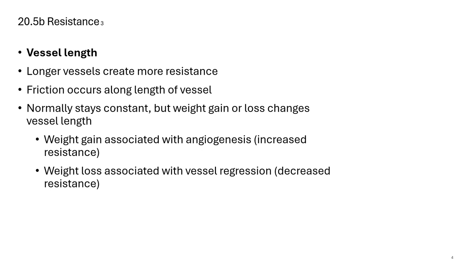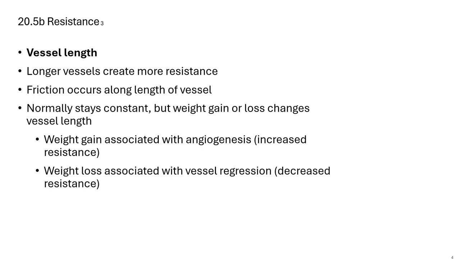The second major factor is vessel length, right? So how long is the vessel? As you increase the vessel length, the blood in the vessel is going to be in contact with more vessel wall, thus increasing the resistance. Remember previously we talked about how resistance is due to the friction of the blood, or that's one of the factors. So if you have a longer vessel and the blood is in contact with more of the wall, there's going to be more friction.